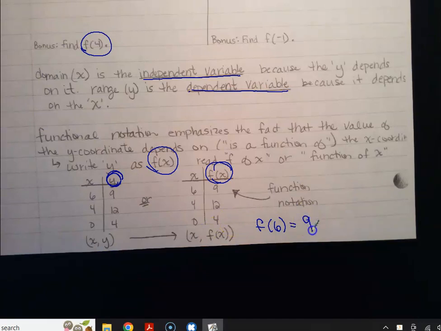9. You got it. What's my function of 0? 4. Because I find where my x is 0, and I'm like, oh, okay, well, the function of that is 4. Where my x is 6, the function of that is 9. Perfect. That's super good.